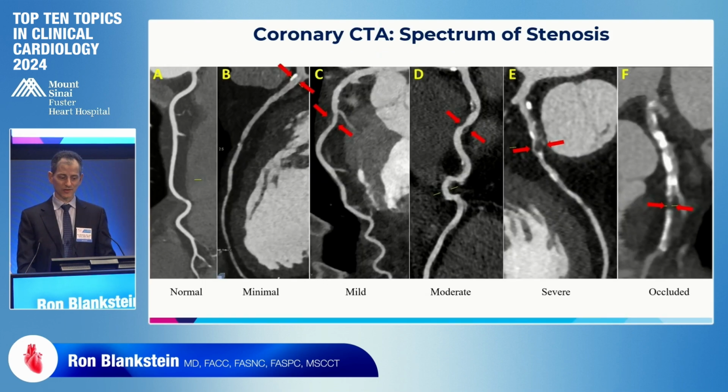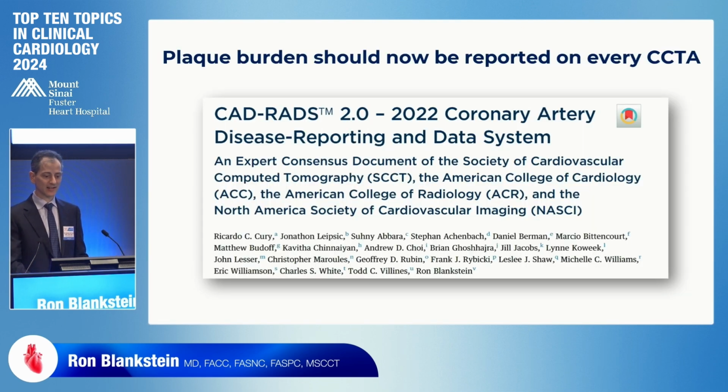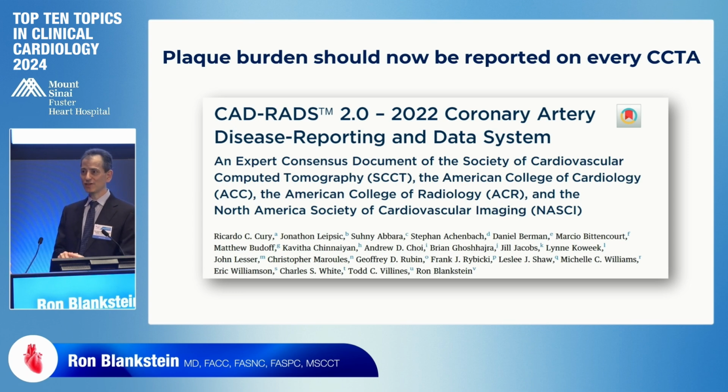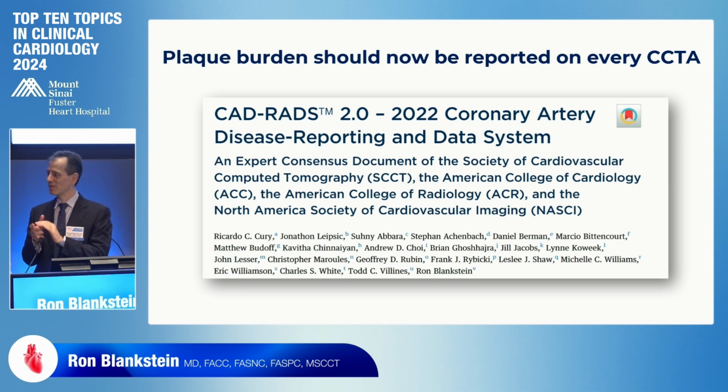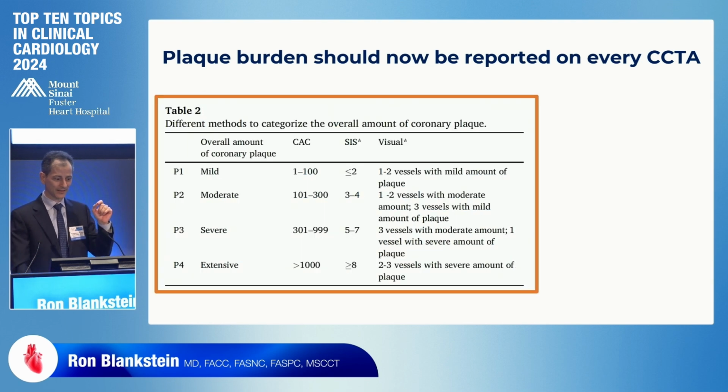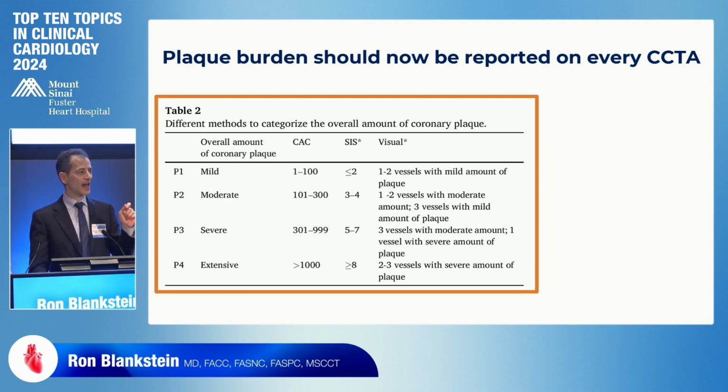This is not always the most important thing on CT, so we came up with an update to how we should report CT, CADRADS 2.0. Whenever there's a 2.0 of anything, that means they didn't get something right on version 1.0. So what did we not get right on version 1.0? The fact that it's not just stenosis. We have to report how much plaque there is. So in version 2.0, we state that every coronary CTA should have a plaque score, what we call the P score, which is, depending on the amount of plaque, P1, P2, P3, or P4.